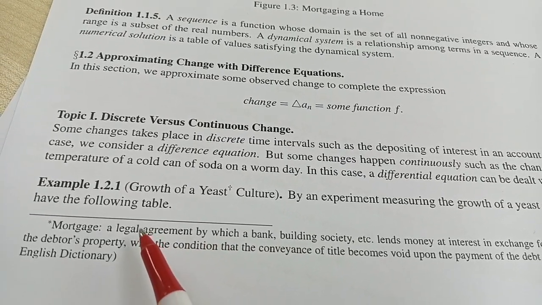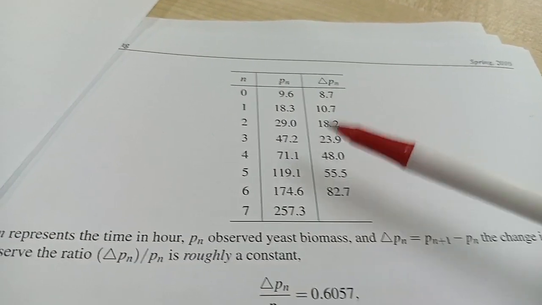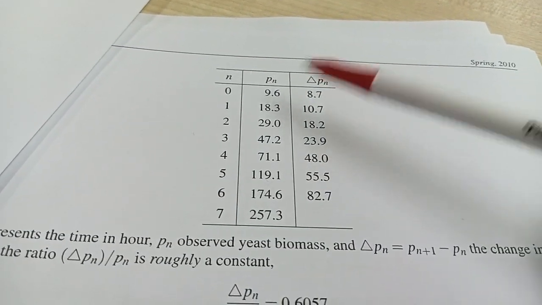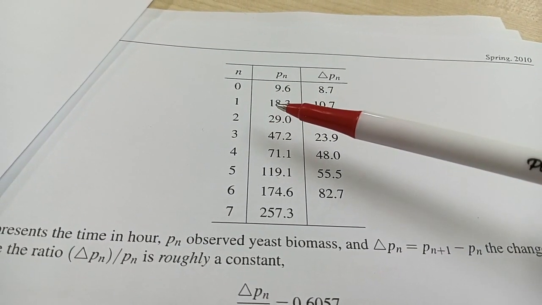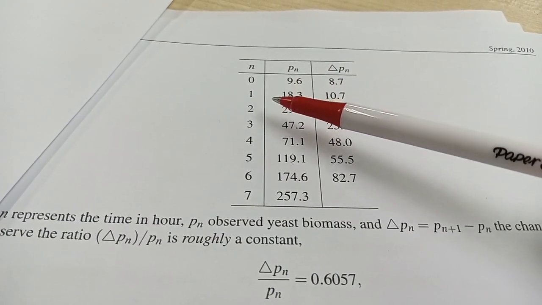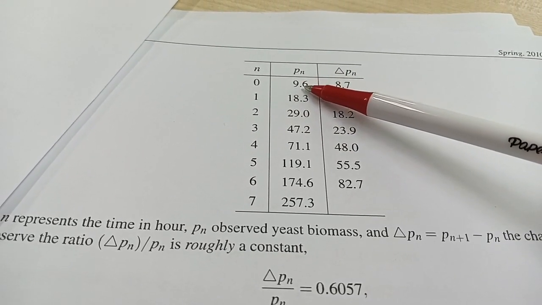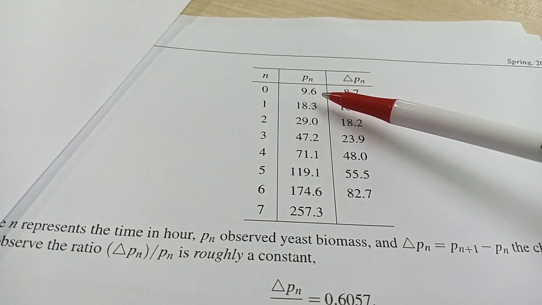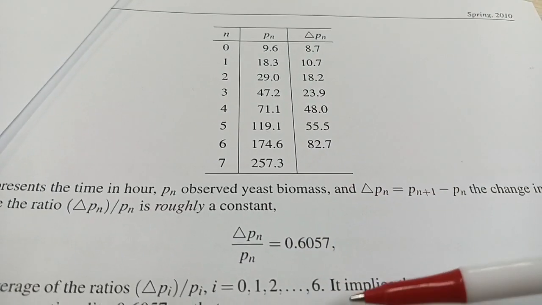Let's see an experiment measuring the growth of a yeast culture, where the data collected, or the observation obtained, is given by the following table. Here n is the number of time in hours, for example starting with 0. The yeast biomass is given by P sub n. The initial biomass of the yeast is 9.6, measured maybe in grams or milligrams, depending on the unit that we use.